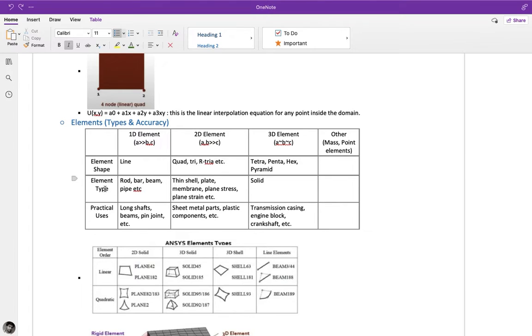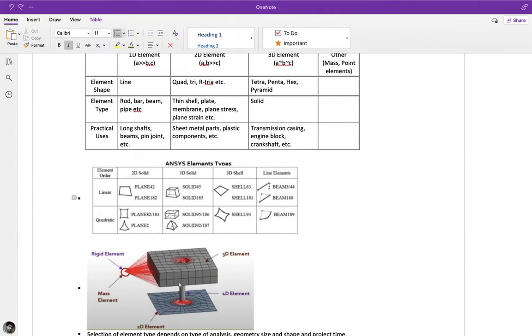Okay, so what kind of element types do we use? Rod, bar, beam, pipes, etc. And for 2D, it's like thin shell, plate, membrane, plane stress, plane strain. And for 3D, it's basically solid. So for practical uses, we use 1D elements for long shafts, beams, pin joints. For 2D elements, we use them practically for sheet metal parts, plastic components, etc. For 3D elements, we use them in any solid models, for example, transmission casing, engine blocks, crankshaft, etc. And there are other elements also like mass element and point element, which are used for advanced cases.